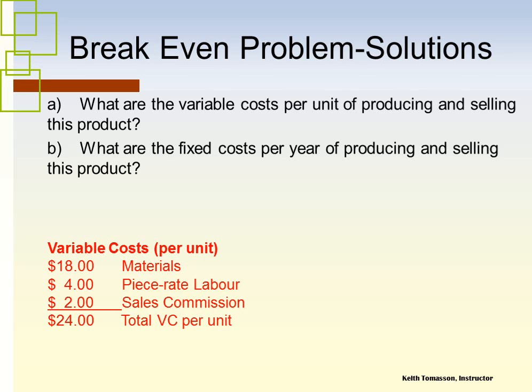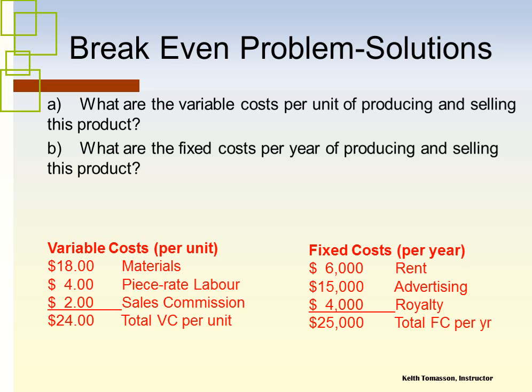So we also must understand what the total fixed costs are per year of producing and selling this product. So typically we will calculate the fixed costs on an annualized basis so that we can determine what the annual sales volume might be in terms of units or revenues. So if we take a look at the fixed costs in our example, we know that we had rent, which was a fixed cost. It has to be paid whether we sell a unit or not.